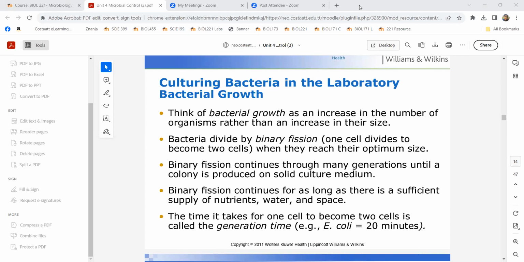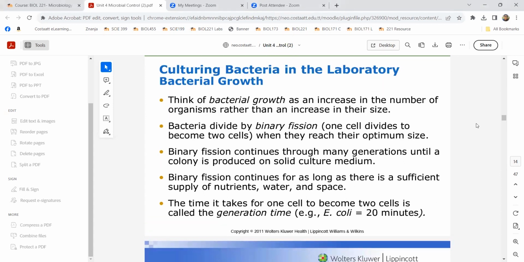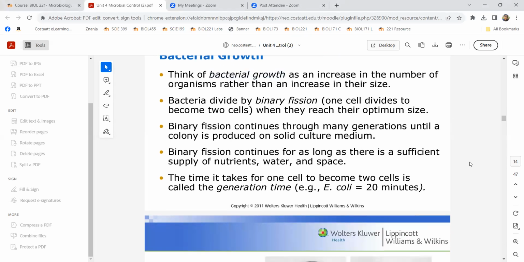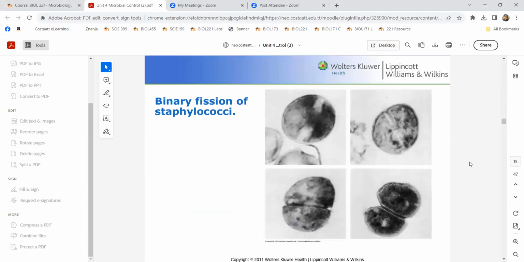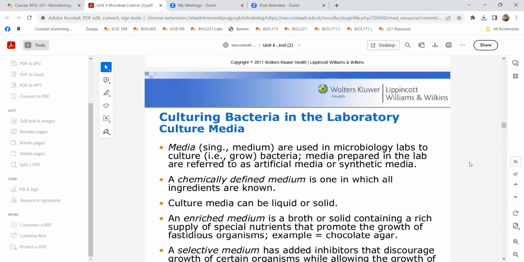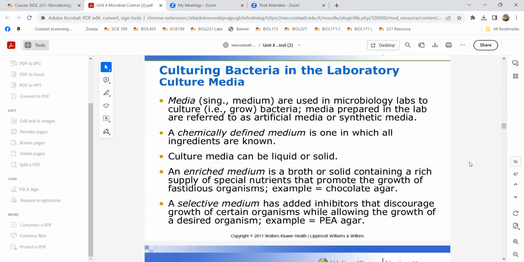That time it takes for one cell to divide and form two cells is called the generation time. So you'll need to know that definition, generation time. So make sure and take note of all of those terms in italics. Those are definitions. You all can add to your glossary for revision. This is an electron microscopic image showing you binary fission of Staphylococcus organisms. So when we culture organisms, we need to give them a specific media.